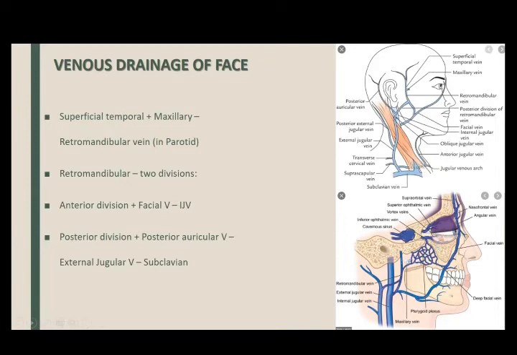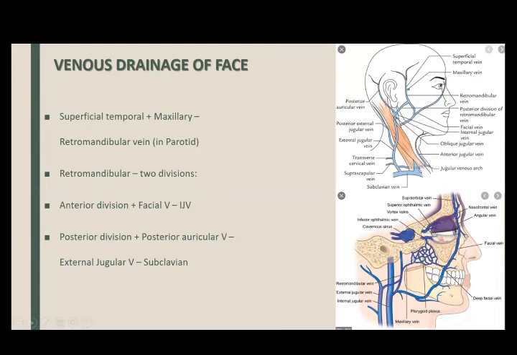This vein is the maxillary vein. Okay? The maxillary vein joins this vein which is the superficial temporal vein. These two join together and make this vein which is the retromandibular. I repeat once again, pterygoid venous plexus drained by maxillary vein.